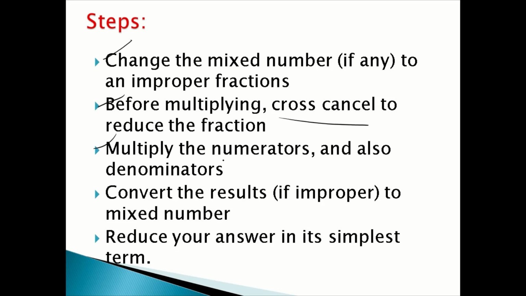Third one is multiply the numerators and also denominators. Fourth, convert the results, if improper, to mixed number. So we convert the improper to mixed. And lastly, reduce your answer to its simplest terms. Okay, so this is the last one. Again, if you're not familiar with cross canceling, it's okay. You could proceed with the third step.